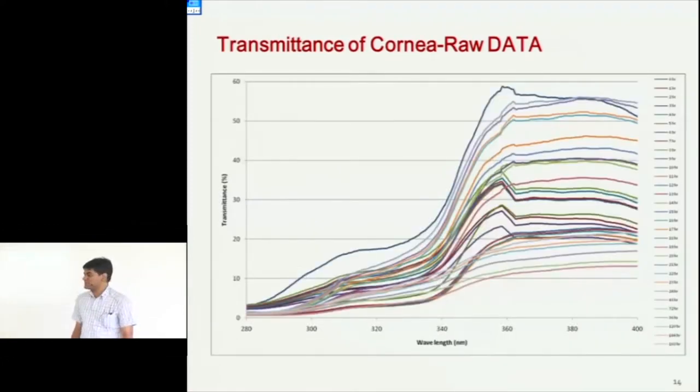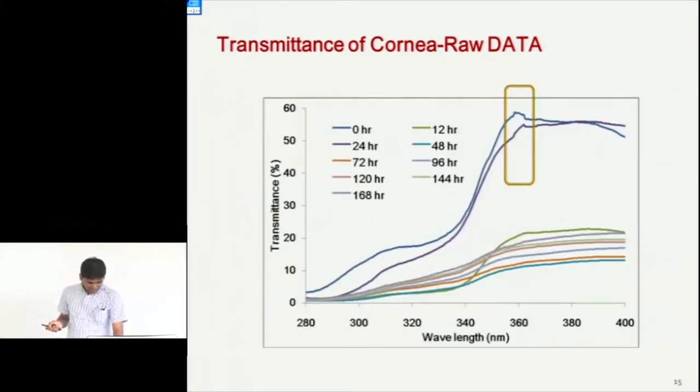This is the transmission spectra of cornea. Here, the higher transmission peak at 0 hour is at 358 nanometer, and after 12 hour it is shifted to 362 nanometer. So there is a possibility: at 0 hour there is a peak transmittance at 358.5 nanometer, and after 12 hour it is shifted to 362 nanometer.